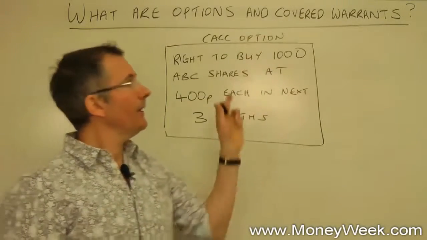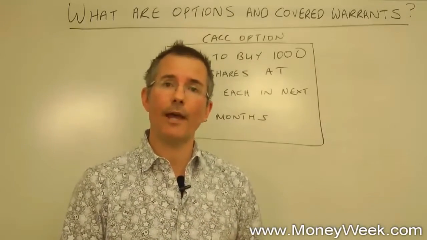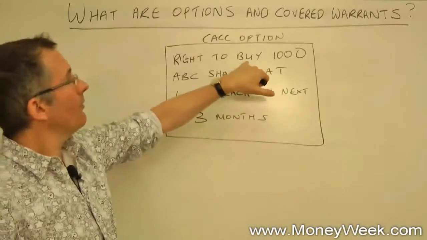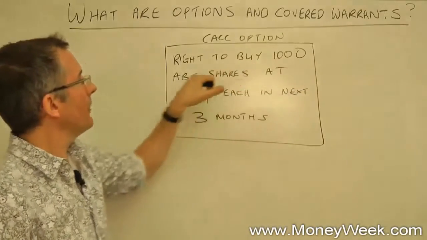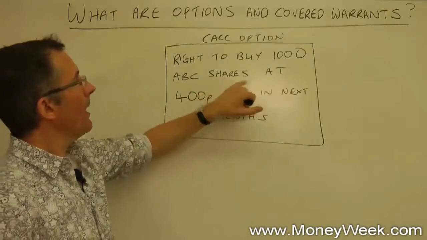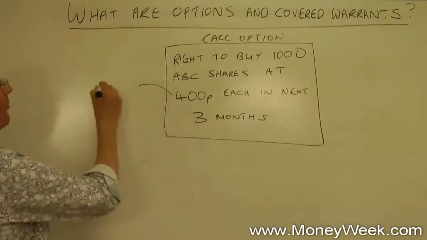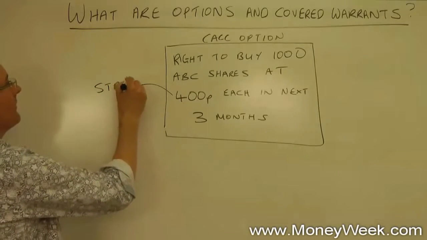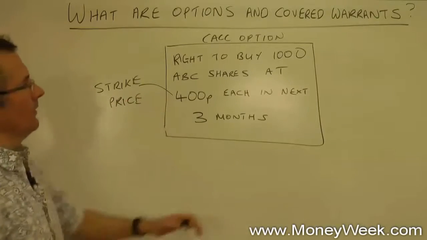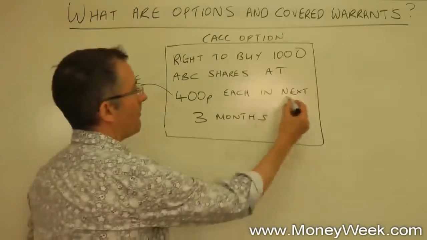So, call option. This piece of paper gives somebody the right to call an asset over, in this case 1,000 shares, but it could be 100 ounces of gold. Anyway, we've got the right to buy, call 1,000 ABC shares, so there's the underlying asset named on the piece of paper, at £4 each. That is known in options jargon as the strike, or the strike price, and that's fixed on the piece of paper in the next 3 months, so there's a time period in there.